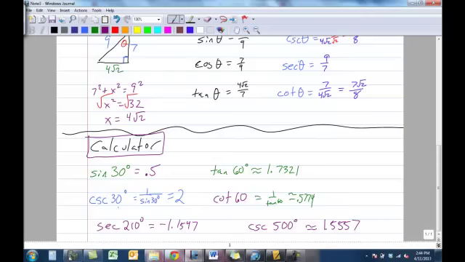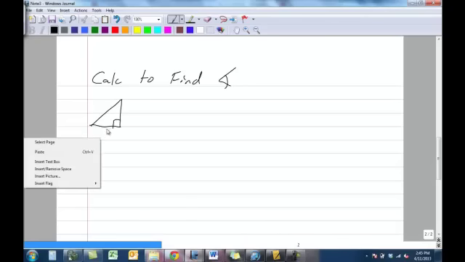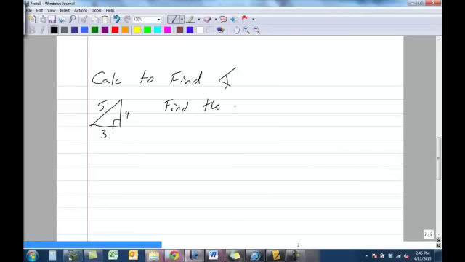Cool, so here's what's up. All these were when we were given the angle, right? But what if we're trying to use the calculator to find the angle? So, one of your favorite triangles last year was a 3-4-5 triangle, right? This is a 3-4-5 right triangle. We're going to find the measure of theta. Where's theta? Theta is going to be right here, to the nearest degree.